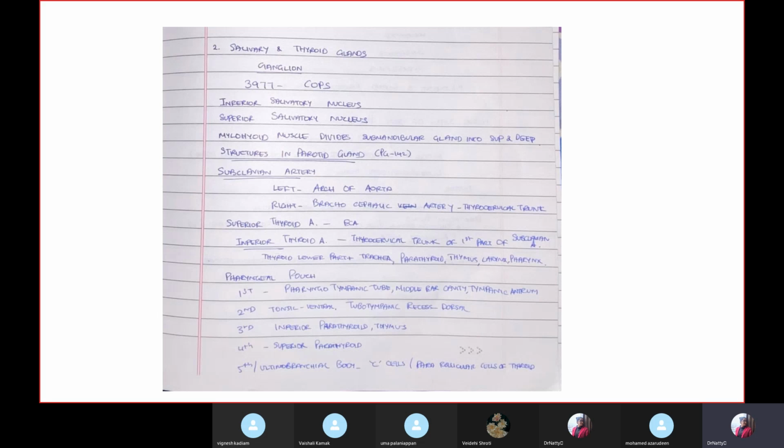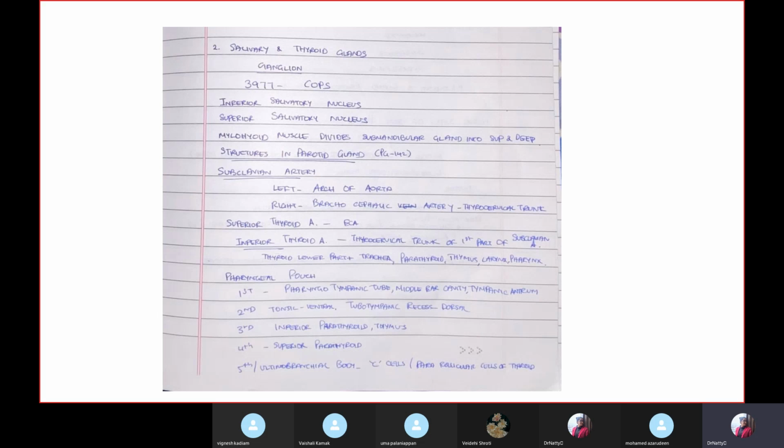The pterygopalatine ganglion has other functions as well, but just remember the particular ganglion and the nerve responsible for it. Then you have two terms called inferior salivatory nucleus and superior salivatory nucleus. You don't need to understand the concept behind it, but for MCQs, what you need to know is that you have to use some tricks to remember this.